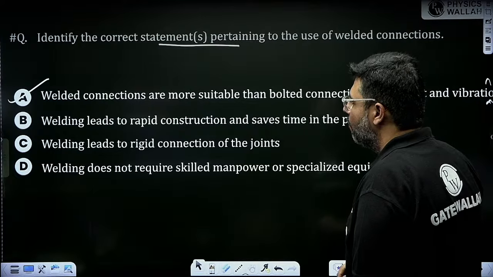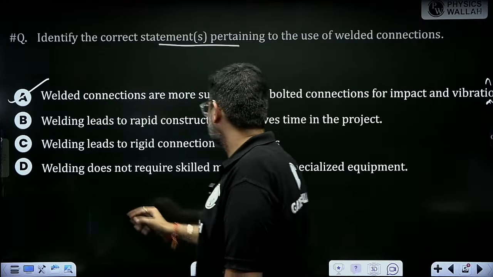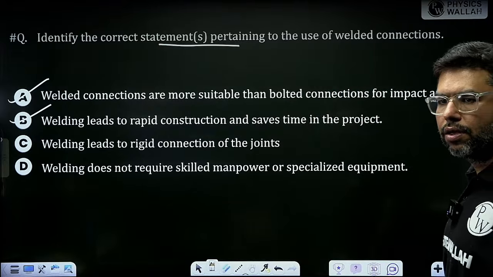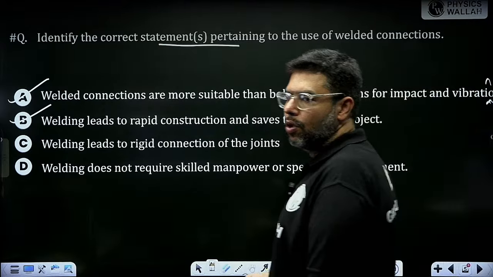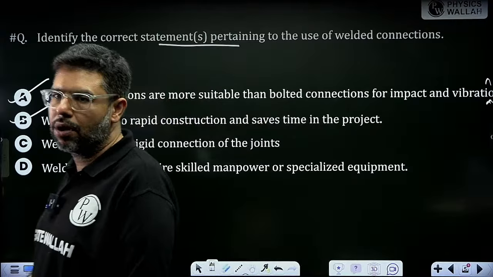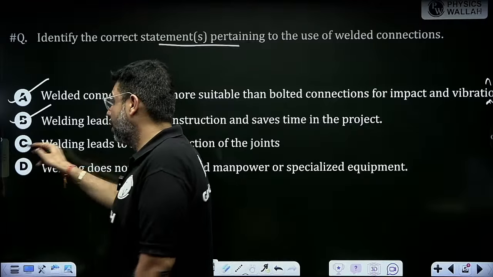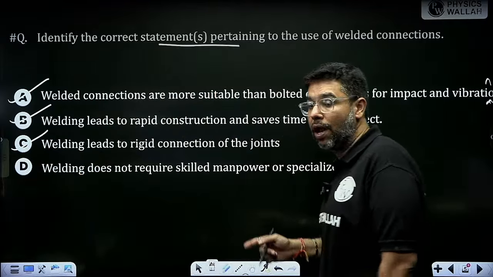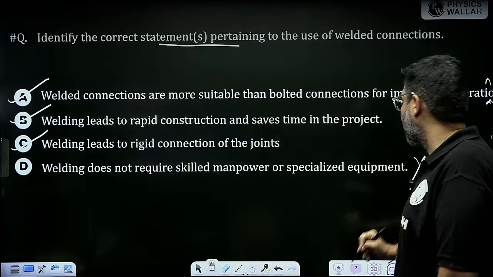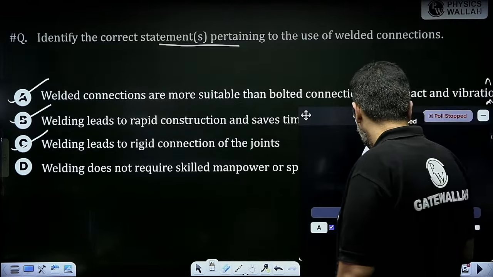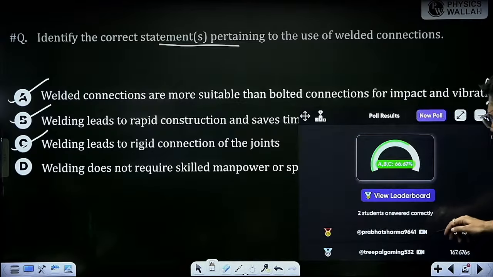Welding leads to more rapid construction and saves time in the project, that is correct. Welding is much easier to do. You don't have to punch holes and so on, so it saves a lot of time. Welding leads to rigid connection as compared to bolted connection. Welding requires skilled manpower and special equipment. So A, B, C is the correct answer here. If you are giving me A, B, C as the answer, it is correct.